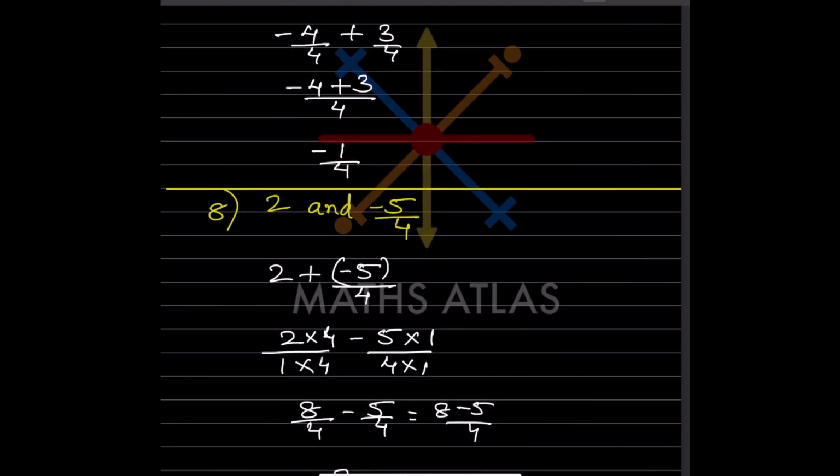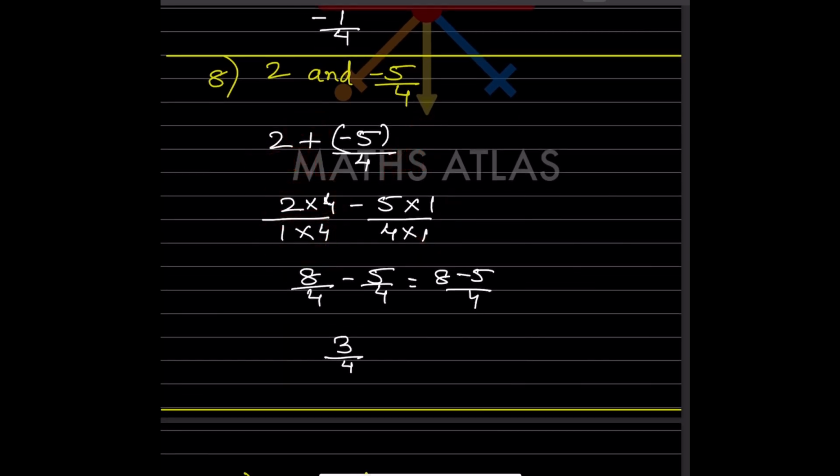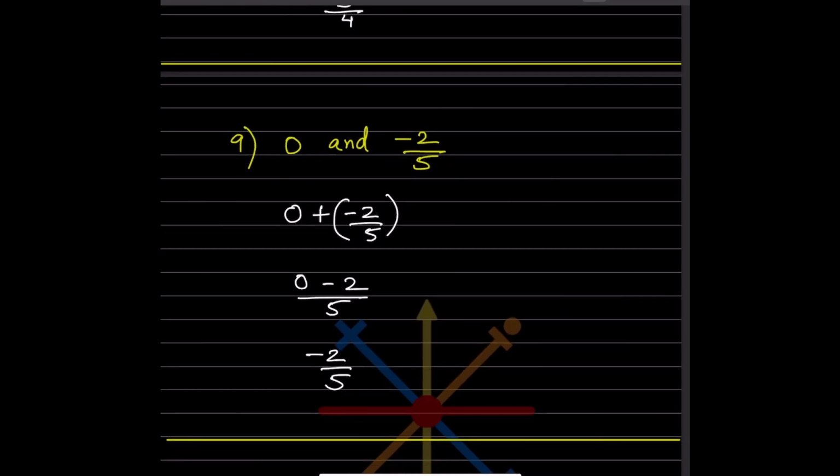Now here, when you add this one, this becomes minus here. So LCM will be 4. So that will be 2 into 4, 1 into 4. And here will be 1. So that will be minus 5 into 1, 4 into 1. So now you can write here 8 by 4 and 5 by 4. So this is going to be 8 minus 5 by 4. That will be 3 by 4.